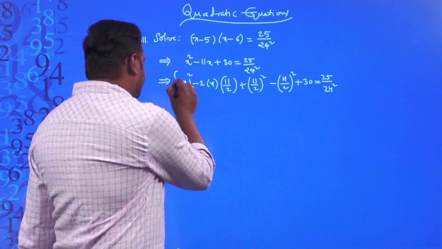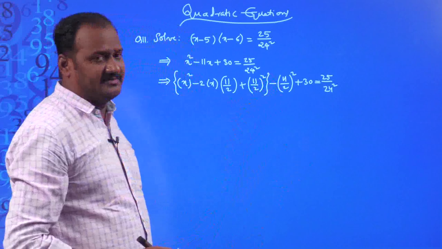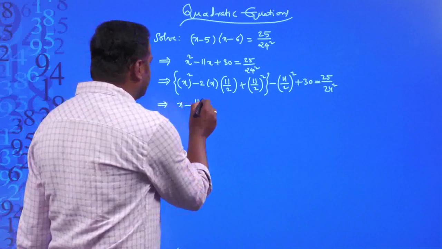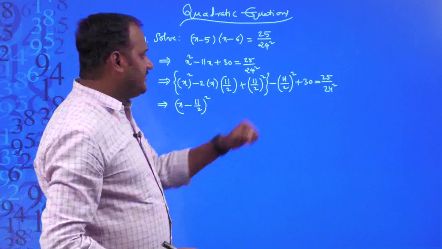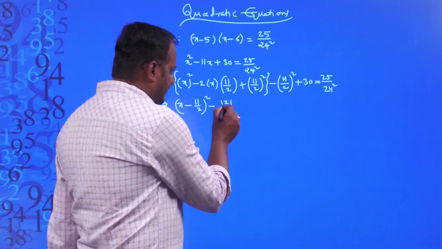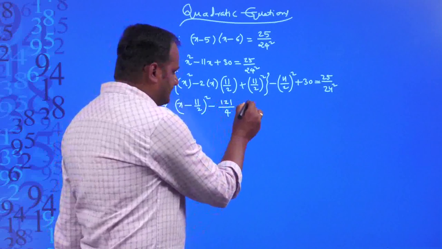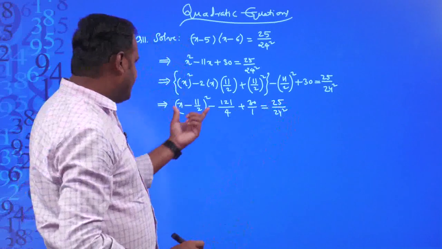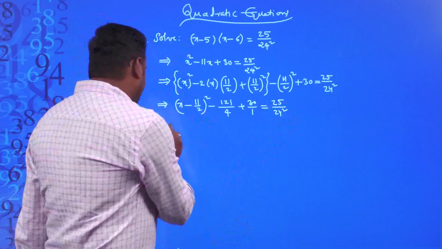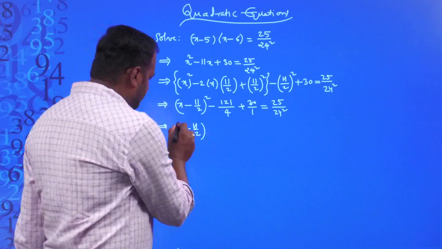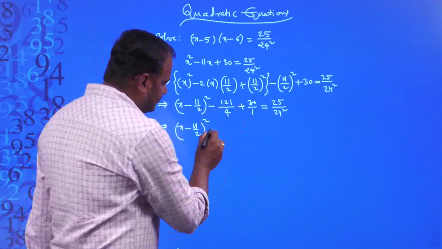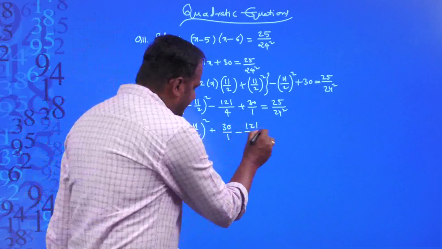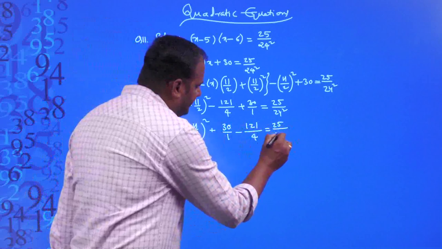If you observe, from here to here is in the form of a square minus 2ab plus b square. A square minus 2ab plus b square is the expansion of (a minus b) whole square, right? And next, minus 11 by 2 whole square is going to be minus 121 divided by 4. Plus 30, that is 30 divided by 1, is equal to 25 divided by 24 square. Okay, let us leave it like this, because you want x, and that x is located here only. That implies x minus 11 divided by 2 whole square. See, this is plus and this is minus, so I am using the first plus to avoid confusion. 30 divided by 1 minus 121 divided by 4 is equal to 25 divided by 24 square.